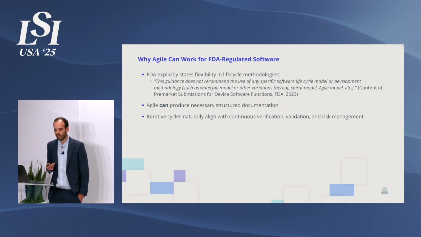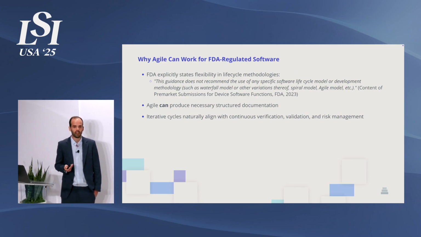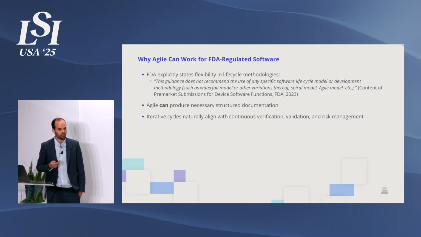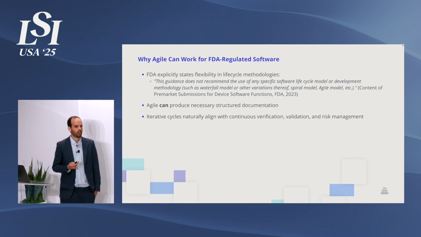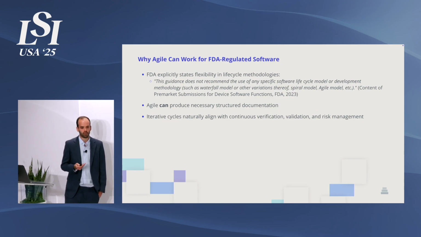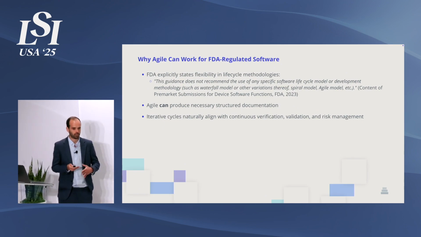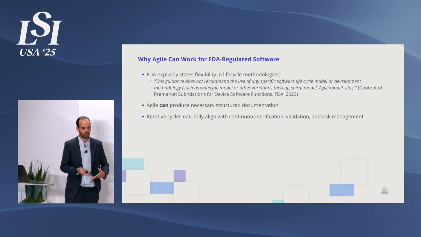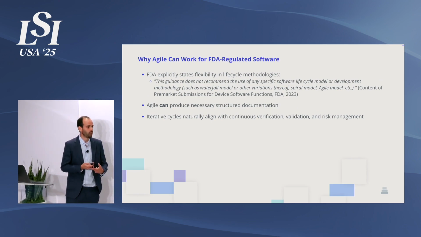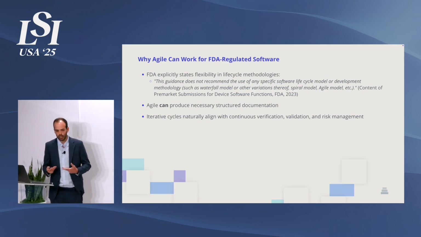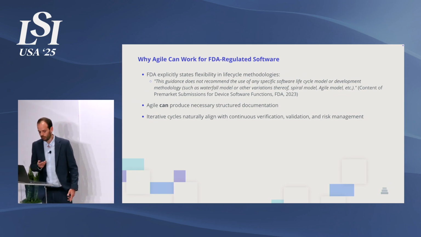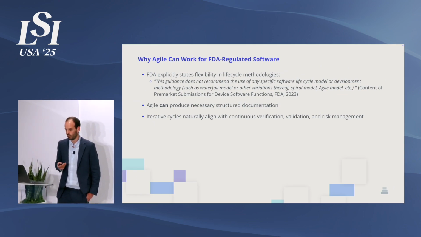And the other thing is that iterative cycles align with something the FDA recommends, which is that you are continuously assessing the risks and the status of your solution. In a waterfall approach, for example, you do the risk assessment and you're not always going to be reviewing it. But when you're doing things in an Agile way, every iteration you are iterating on those risks, and you're updating your assumptions and the way you treat them.